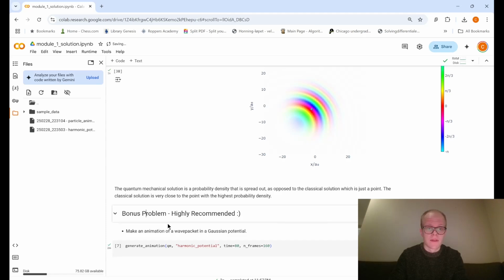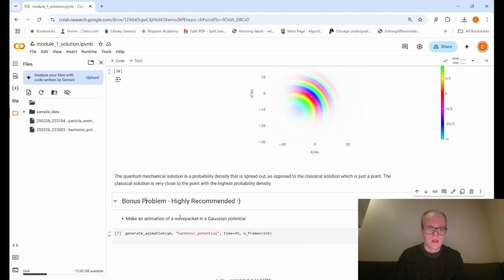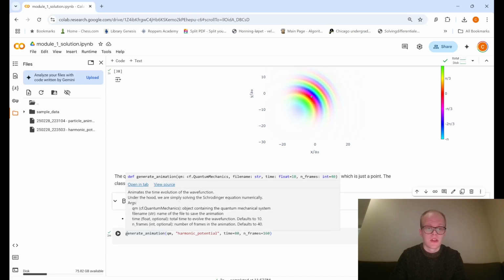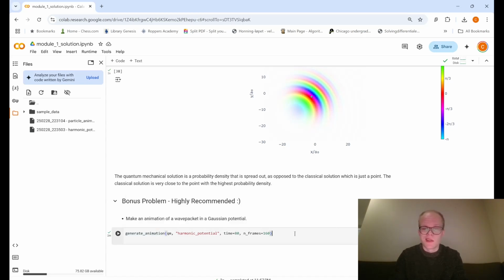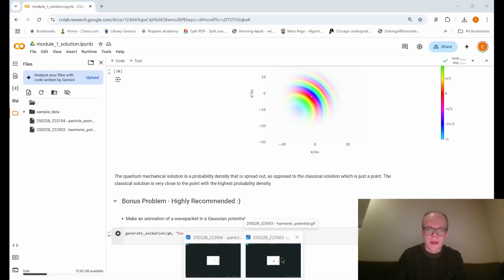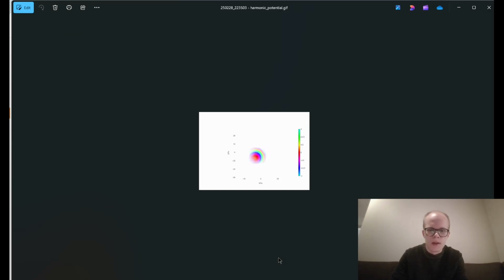We also have this code that I introduced previously for generating animations. This line took a bit of time to run, but I'll just show you the result. So I got this nice plot of the wave function as it evolves according to the Schrödinger equation in this harmonic potential. So let's see how it looks. Isn't that nice? Starts at the point, moves over to the other side of the potential, concentrates on that point, and then moves back. Super nice.